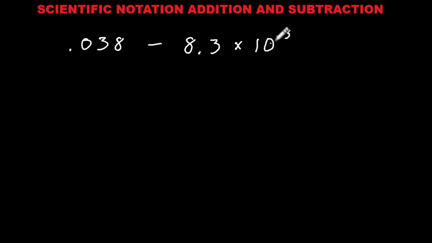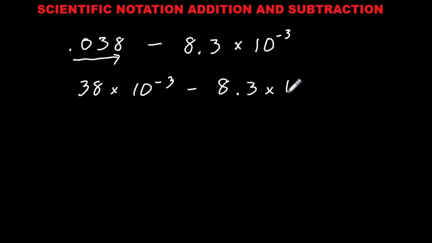We'll do one more with the exponent being negative. Over here, this is in standard form. To change this to be scientific form with 10 to the minus 3rd power, I would move the decimal this way 3 spaces, which gives me 38 times 10 to the minus 3 minus 8.3 times 10 to the minus 3. We have the same exponent, so now we're able to subtract.